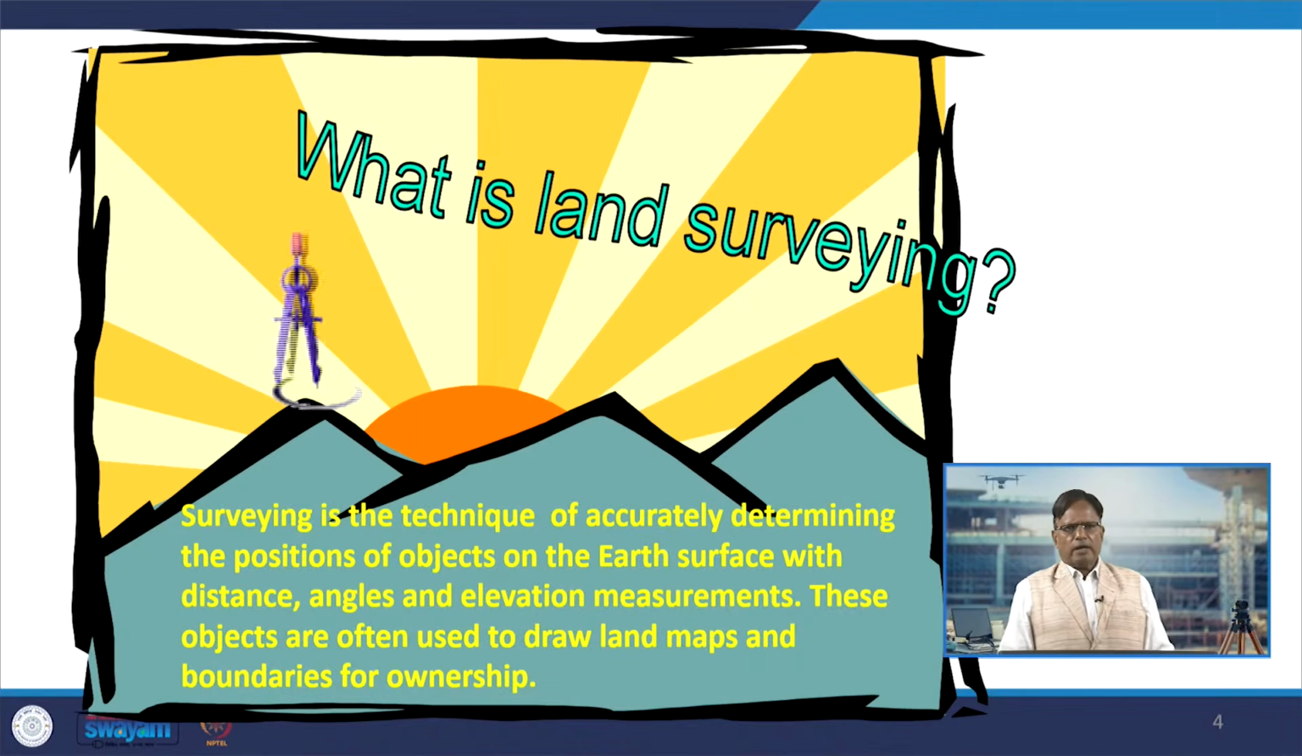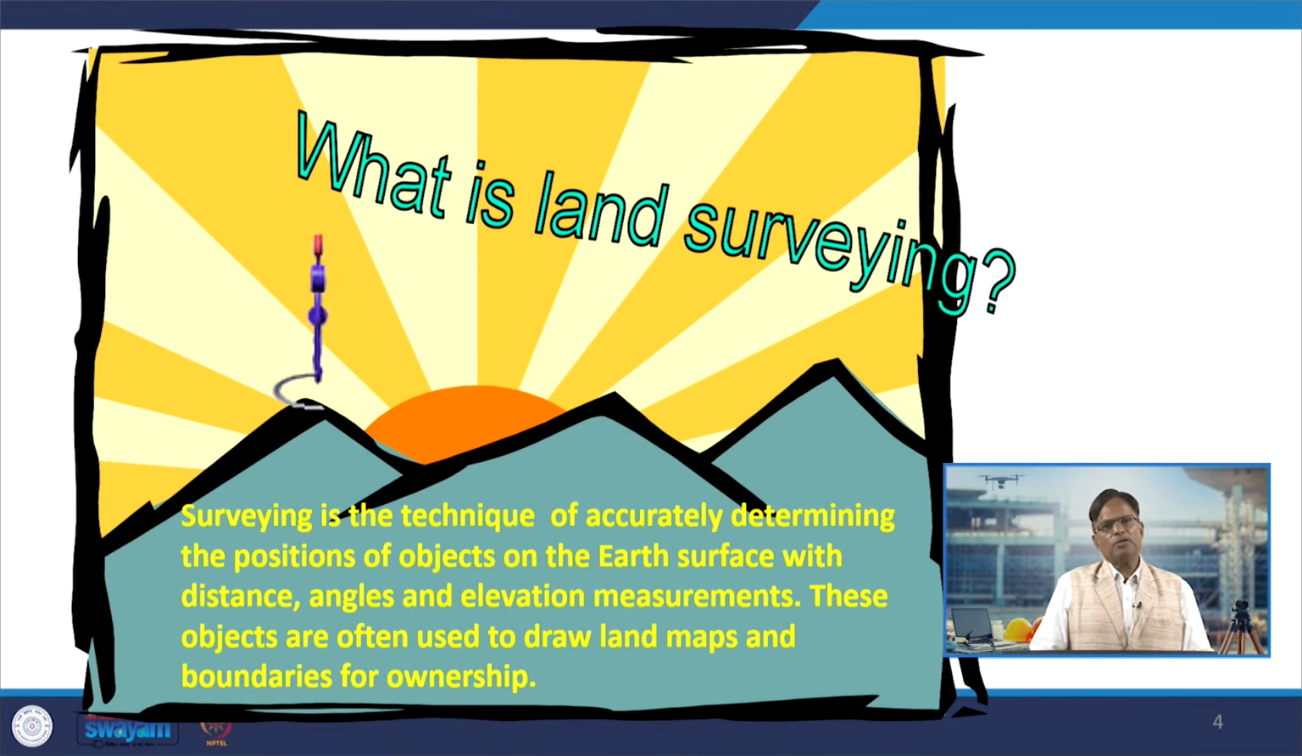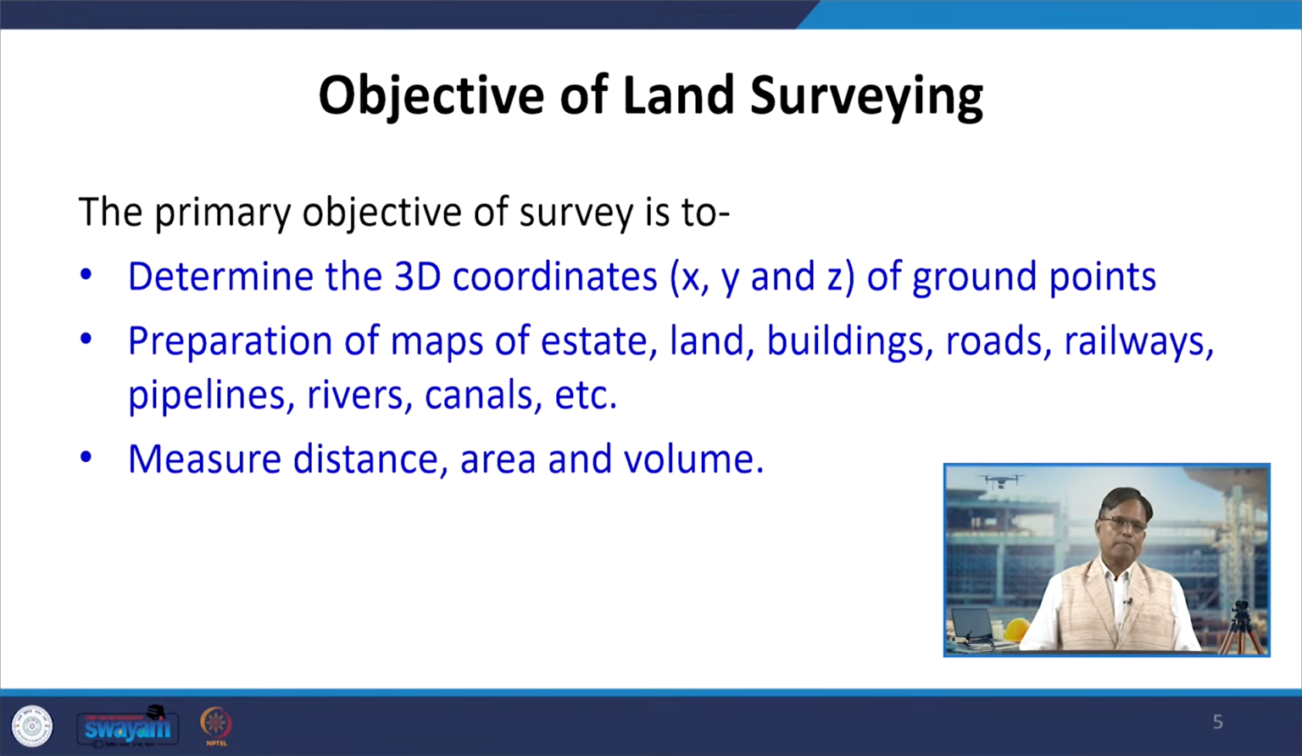If we define land surveying, it is basically the technique of acquiring the position of objects on the earth surface. What type of measurements are we taking? We are taking distance, angular measurements, and elevation measurements. With the help of these measurements, we try to locate the object on a piece of paper, and we draw the maps according to the purpose of the map.